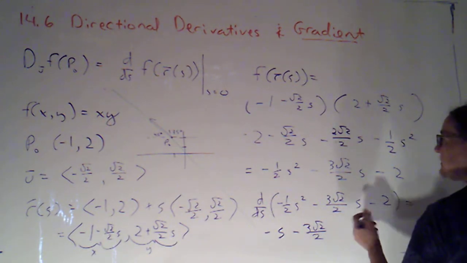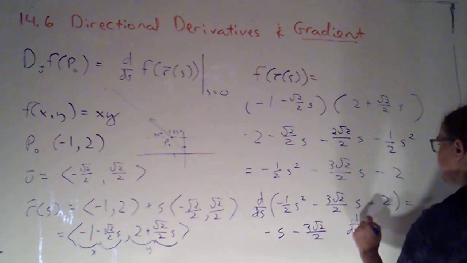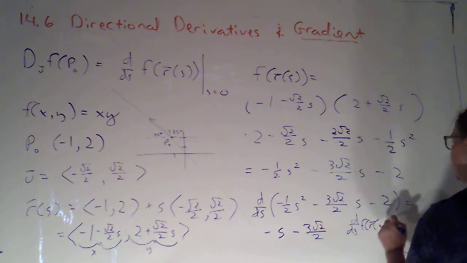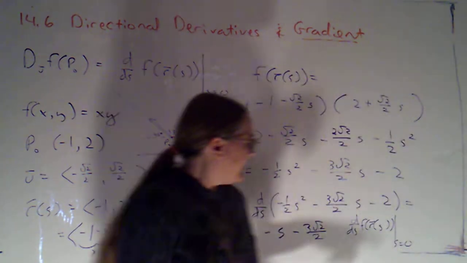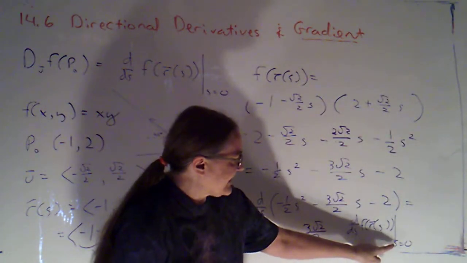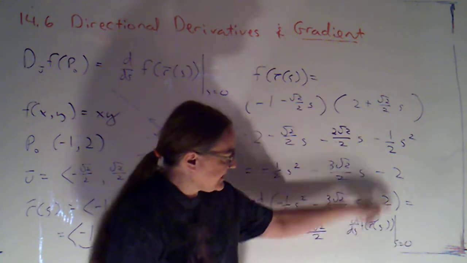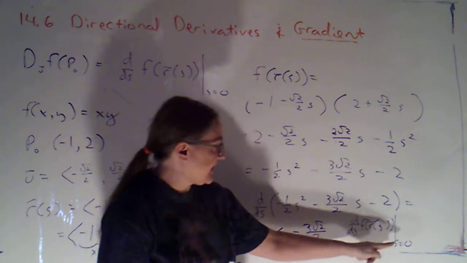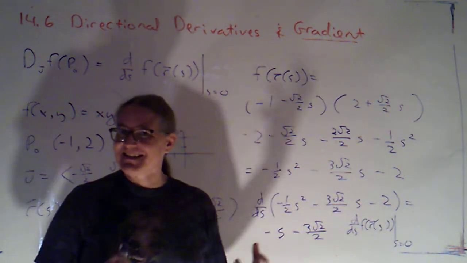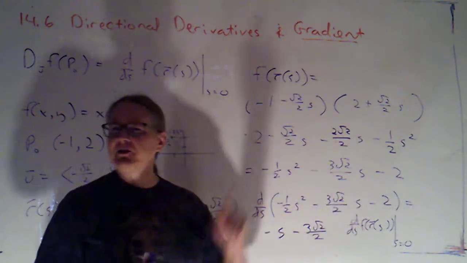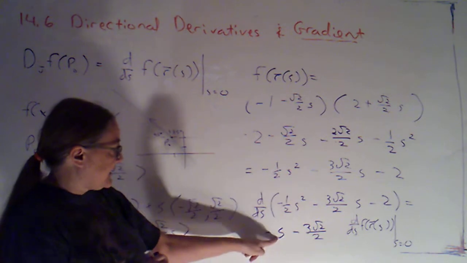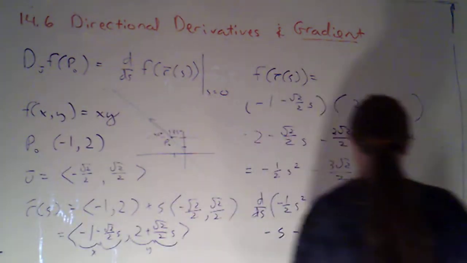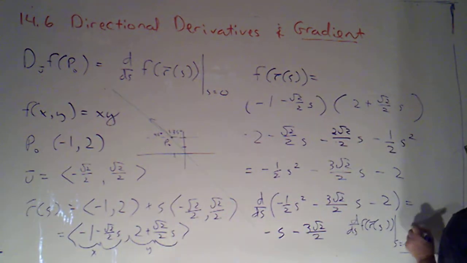So, the derivative of f of r of s evaluated when s is 0. Not really necessary for me to say that s is 0 here. I could just say evaluated at 0. It should be understood that I'm plugging that in for s because that's my variable. I'm just being a little bit extra redundant here. But if I plug in 0, that kills off this term. I'm going to get negative 3 root 2 over 2.